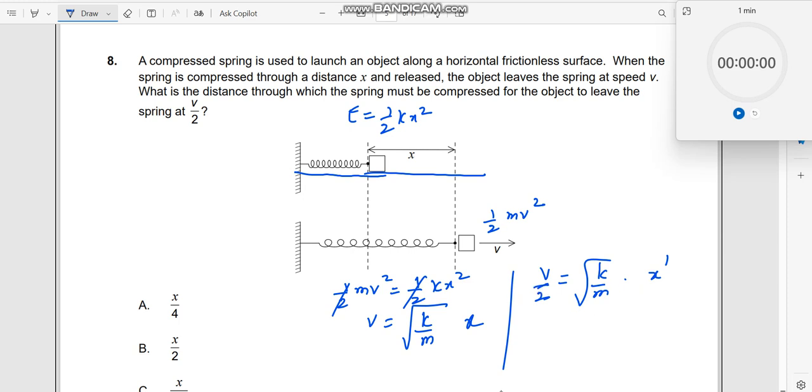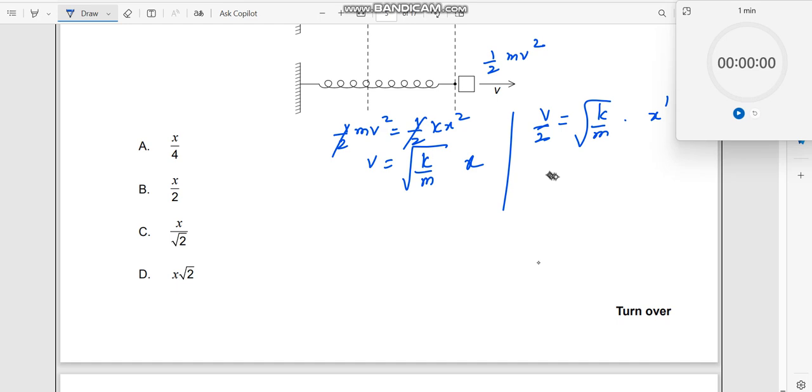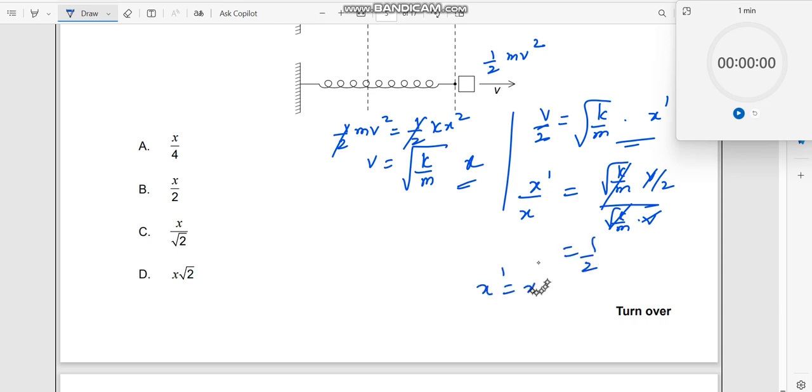If you want to go logically, or if you want to still solve the problem and proceed, what I can do is divide one equation with the other. I will divide x dash by x. This equation by this equation should now be equal to root of k by m into v by 2, divided by root of k by m into v. So this and this cancel away, and I get half, or x dash is equal to x by 2. Right, so the answer should be B over here. Okay, let us move on to the next.